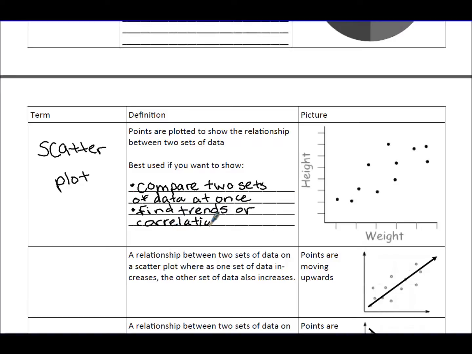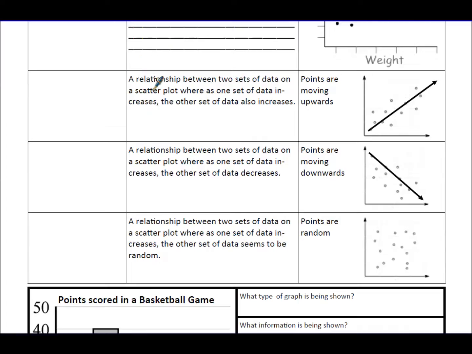Now, a correlation is just a connection between those two different sets of data. So a relationship between the two sets of data on a scatter plot where as one set of data increases, the other set of data also increases. So we see that the points are moving upwards, and if I looked at that line, it would kind of look like that line has a positive slope. And if we have a positive slope, then the connection between those two sets of data is going to be a positive correlation.